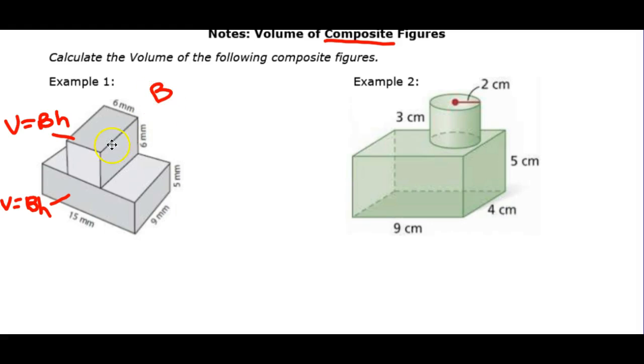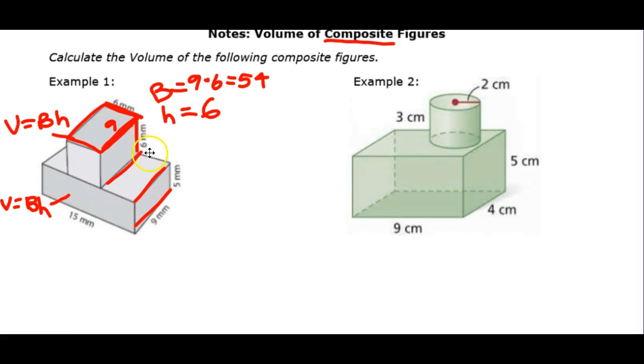So first let's figure out big B of this. Notice we need to know the dimensions of this base. We got 6, and then right here matches all the way down here, which is 9. So to get big B, we're going to do 6 times 9, and we're going to get 54. The height is 6, and all we got to do for the volume of the top is big BH.